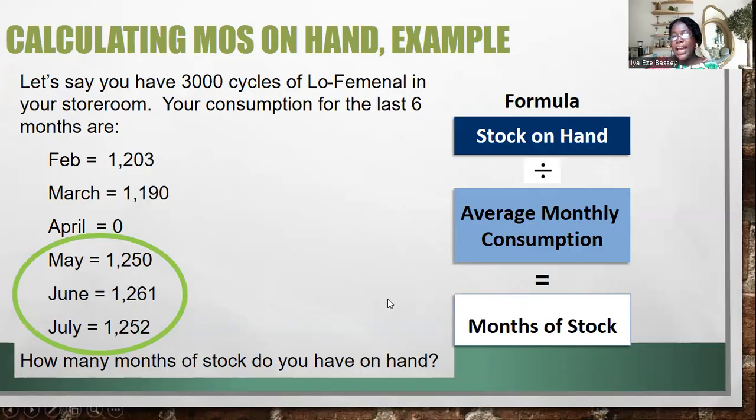So what is my average monthly consumption? Usually we will choose the latest 3 months, which in this case is May, June, and July. We will add this consumption data together. We'll get a number divided by 3, all right, to get our average monthly consumption. Then if we divide the stock on hand by that average monthly consumption, we get our months of stock. Do you understand?